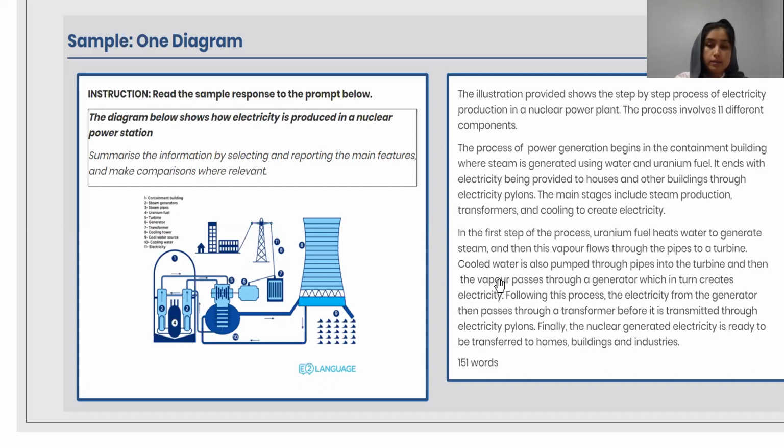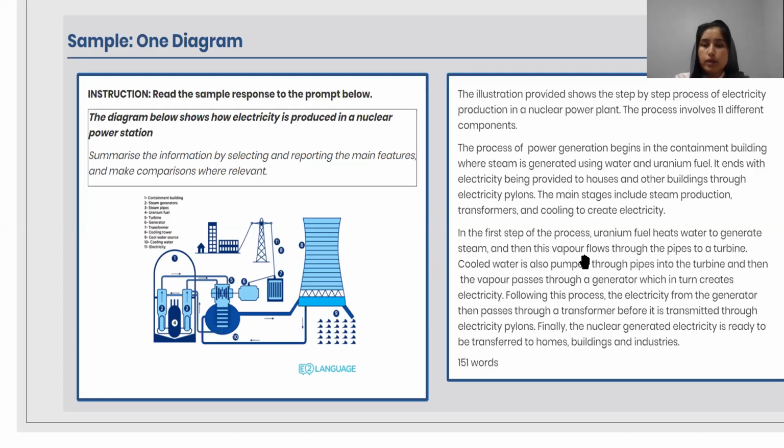And then in the third paragraph, which is the body of the task one, we give more descriptions and more details on how it is created. So we do use the time markers here. We say in the first step of the process, uranium fuel heats water to generate steam.